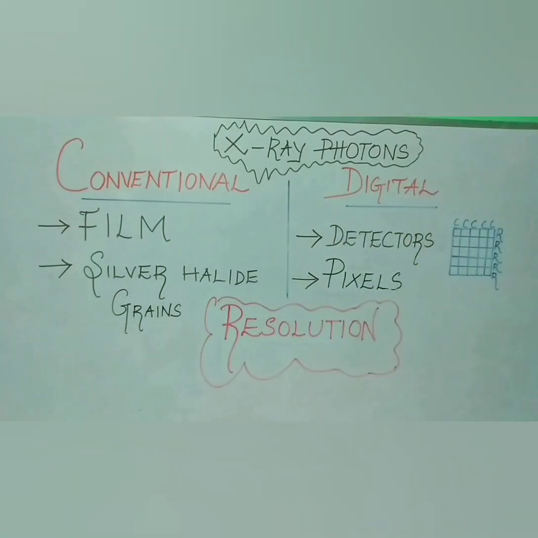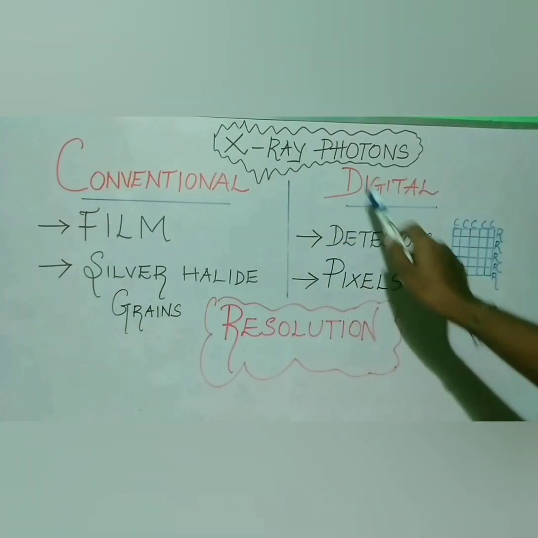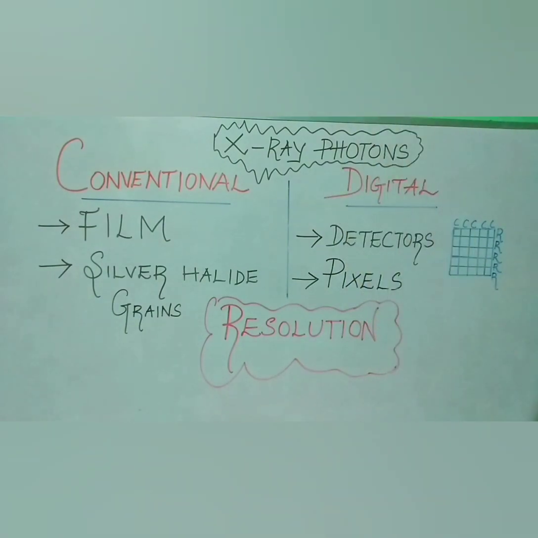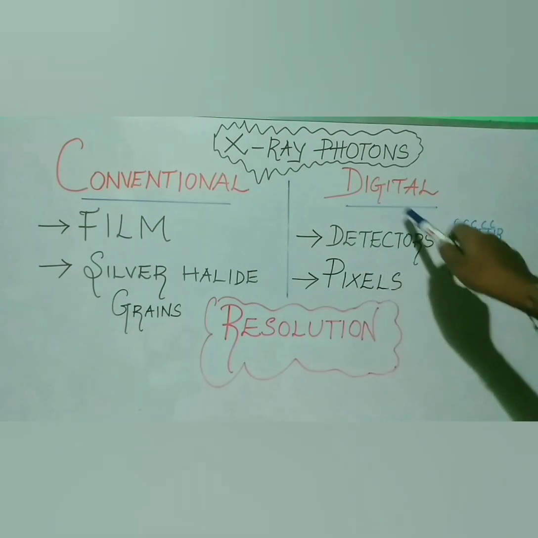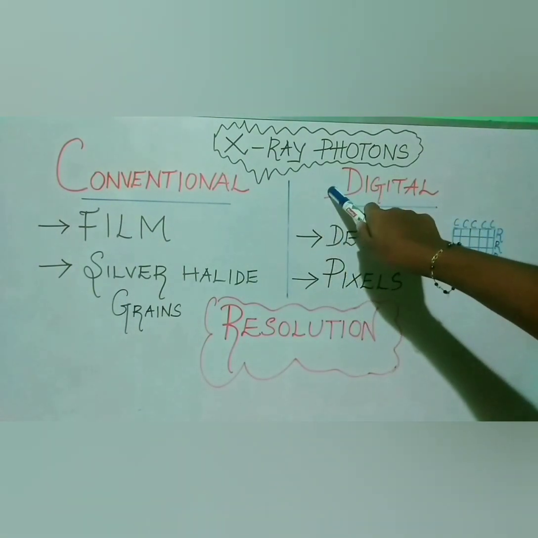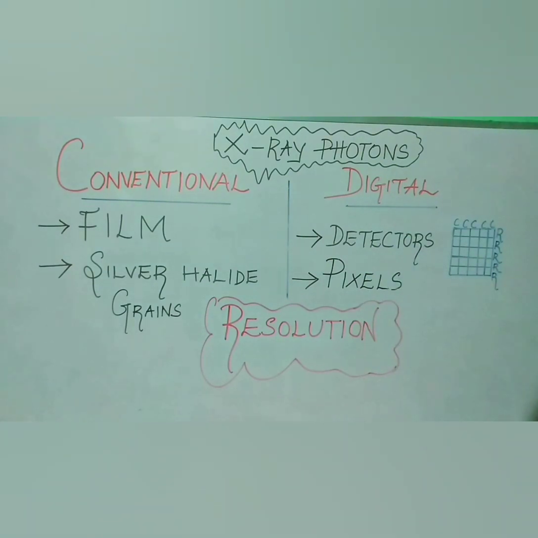In digital radiography, our detector is getting exposed by X-ray photons. Radiation can't be perceived by our normal senses, right? Hence, we need a suitable device to measure and detect the amount and energy of radiation. So detectors are used in digital radiography to detect and measure the amount and energy of radiation.